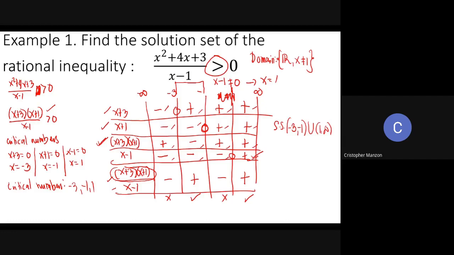Question? Sige, you try to digest the solution. No one is typing question or clarification. So let us proceed.